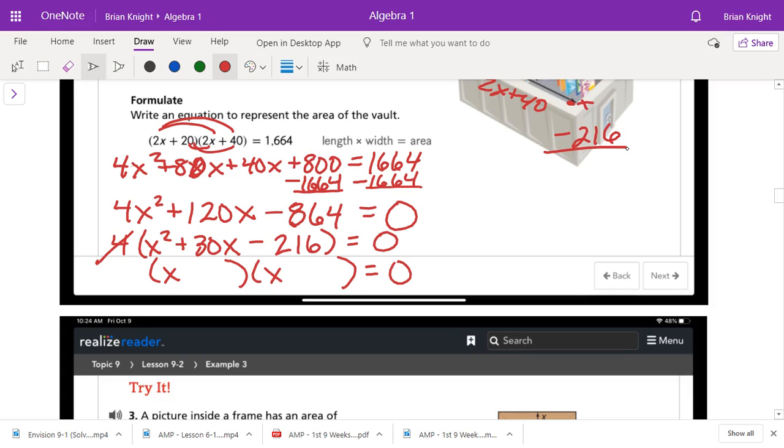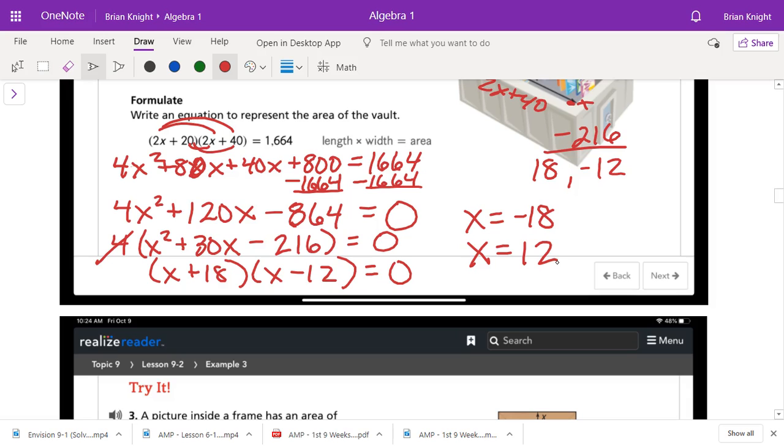Okay? 18 and 12. He found that really quick. And it should be negative 12, right? Okay? So, plus 18 minus 12. So my final answers will be x is negative 18 and x is positive 12.